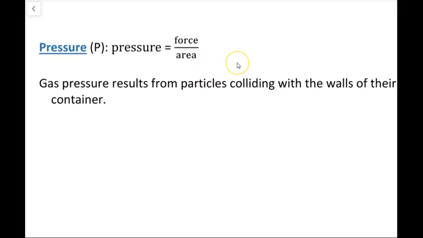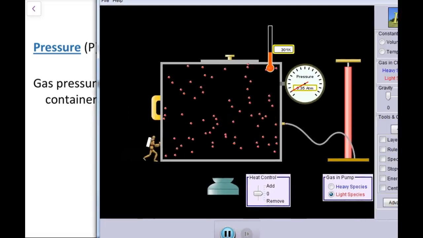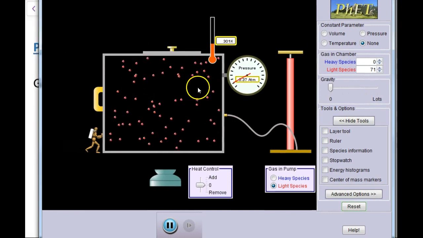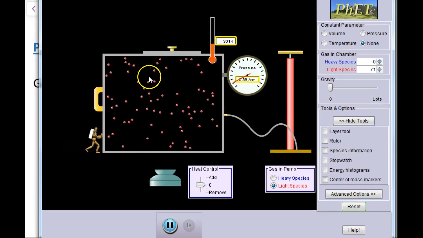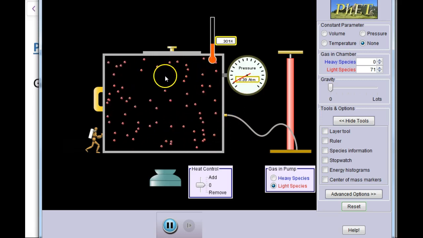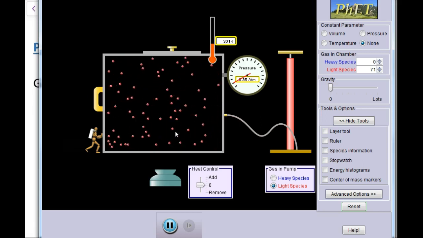Now with gases, it's usually more useful to think of gas pressure as just the result of all of these thousands and millions and billions of collisions that they have with each other, but also with the walls of their container. So if I look back at my picture here, there is pressure, and it's being read here on this little gauge. There's pressure created because of all of these hundreds and thousands of collisions.